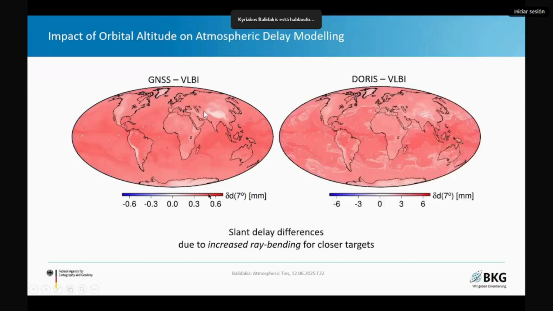But when we compare the delay between DORIS and VLBI, we see that the difference can be quite large. And this is why the satellites that are used during DORIS data analysis have an orbital altitude below 2,000 kilometers. So the lower the altitude, the higher the slant delay.